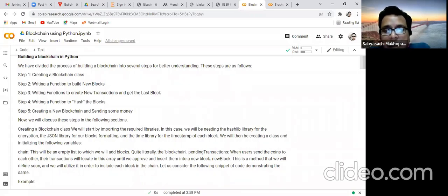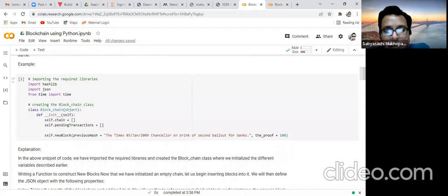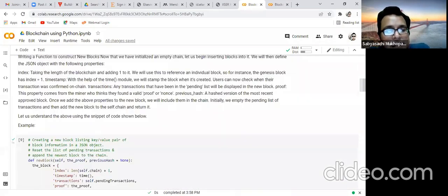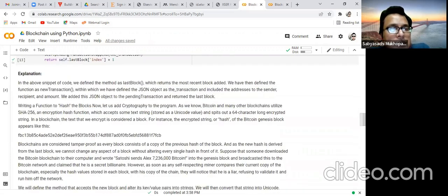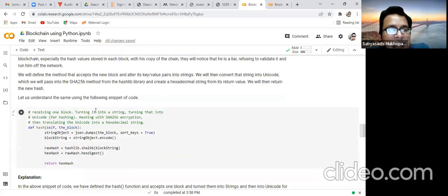Now if you see, in the first step we imported all the libraries and created the blockchain class. In the next step, we created a new block. Next, for searching the blockchain for the most recent block, we defined the last block function. Then we added a new function named new transactions to define the transactions which are relevant to the block pool. Then we created a hash function.